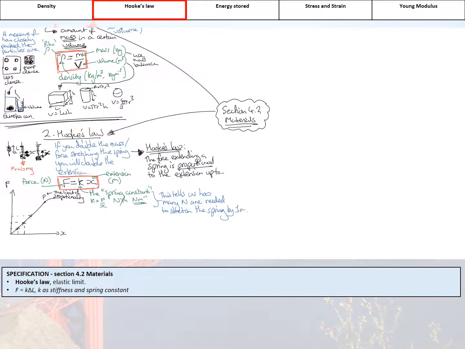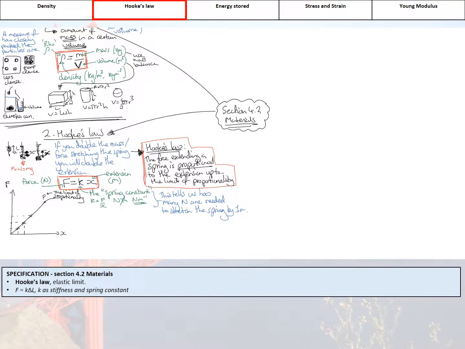And that enables us to finish off our definition for Hooke's law. The force extending the spring is proportional to the extension up to, and there'll always be two marks for this question, one for the first bit and one for this bit, which is up to the limit of proportionality. And that should go in a red box because that's quite important.